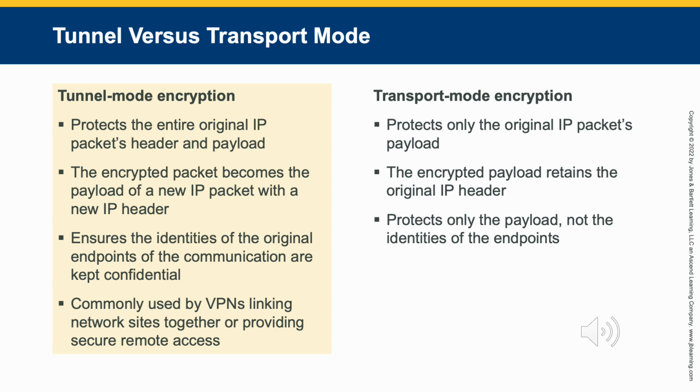Transport mode encryption protects only the original IP packet's payload. The encrypted payload retains the original IP header and protects only the payload and not the identities of the endpoints.